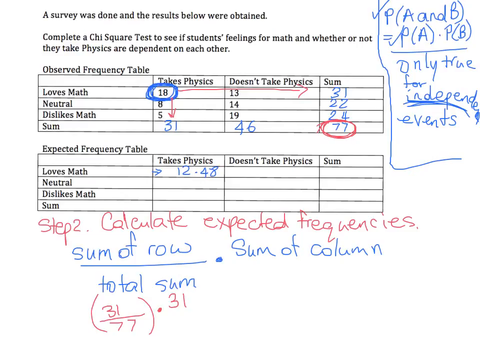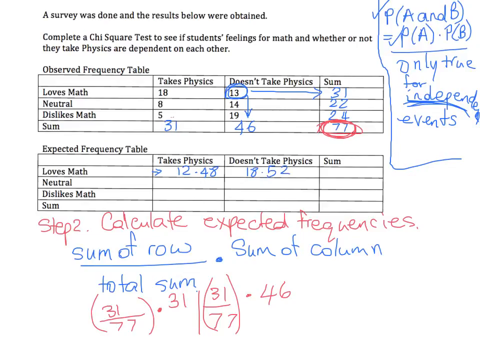All right, so let's see that happen again for the following value. Let's erase that so we can see everything clearly. All right, let's do this one. This 13. The sum of that row is 31. The sum of that column is 46. And of course, the total sum is still 77 right there. And when you work that out, you should get 18.52.